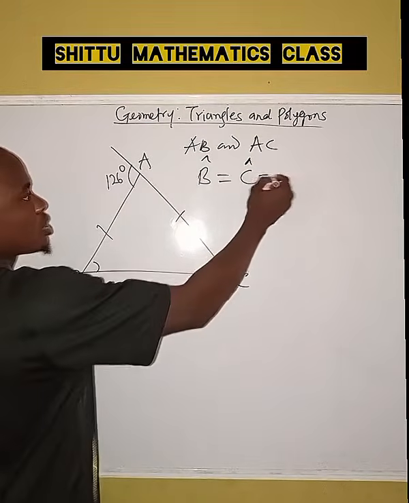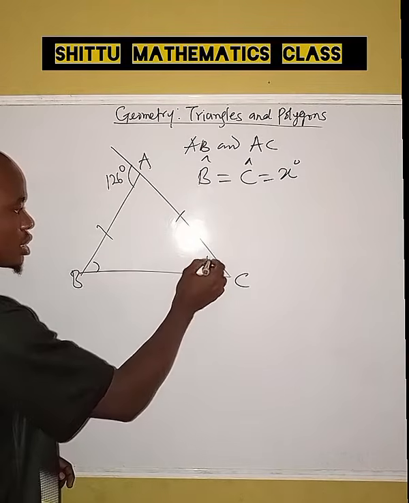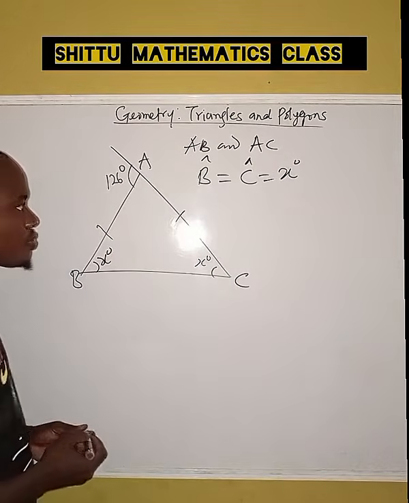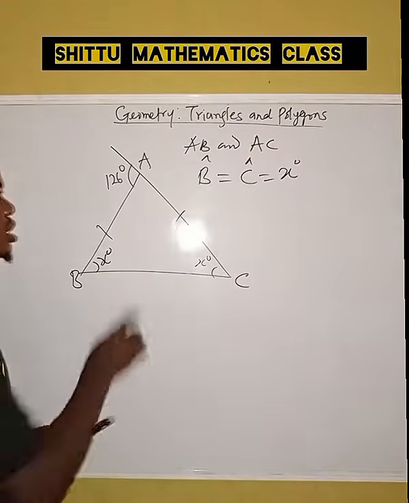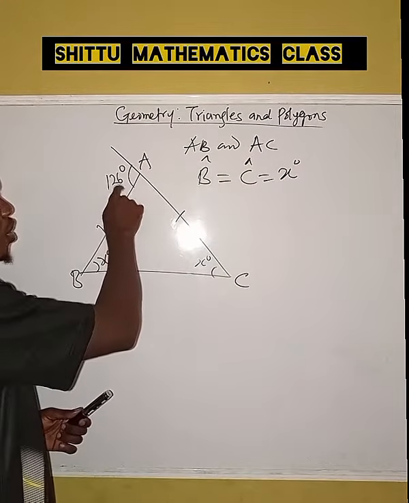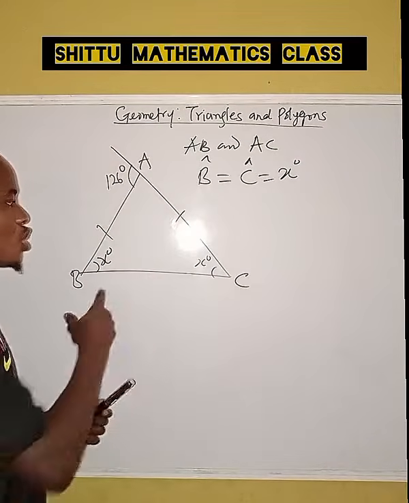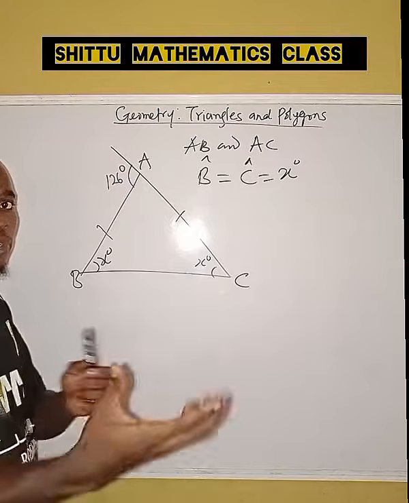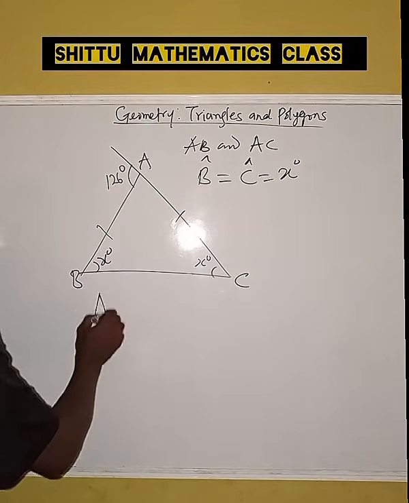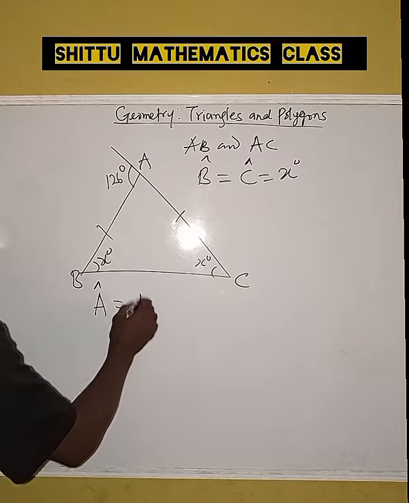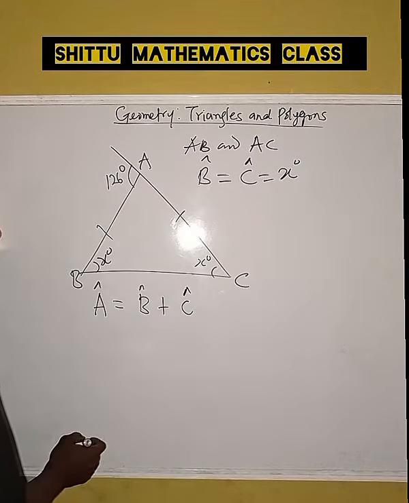So now let's represent it with a particular number. Let's say x degrees. Therefore, if this is x and this is also x degrees, now we have the theorem of a triangle that says the exterior angle of a triangle is equal to the sum of the two opposite interior angles. So the opposite interior angles, what it is saying is that A is equal to B plus C. Do you understand now?